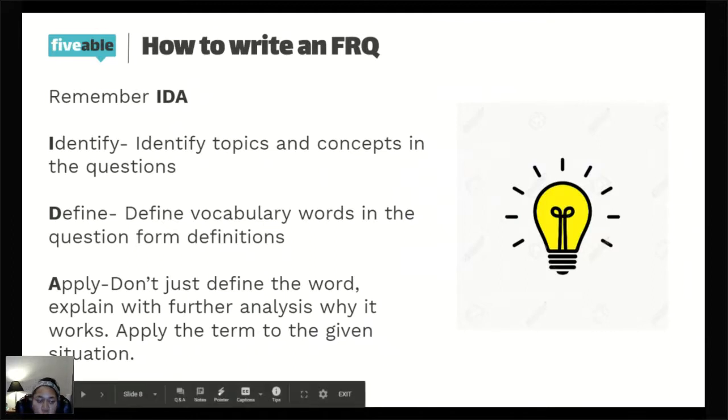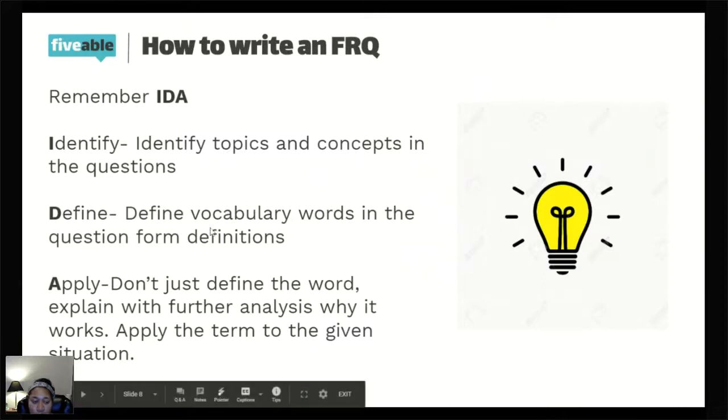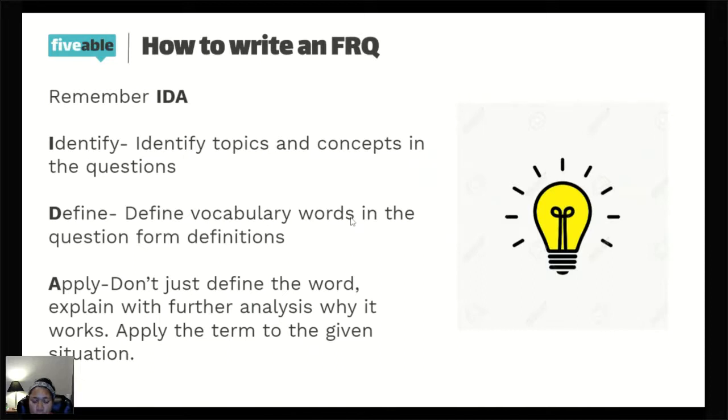So what you would do is read the question, and within the question, you would identify topics and concepts. The question may say something about structuralism or about a biological system in the brain. So you want to make sure you identify those topics and concepts. That's the first part. Then you want to define the vocabulary words in the questions and form definitions. A question may ask you about the hypothalamus, so define it. And then lastly, you want to apply the word. They may give you a scenario, so you want to define it and then apply the word you defined within the scenario given in the question.